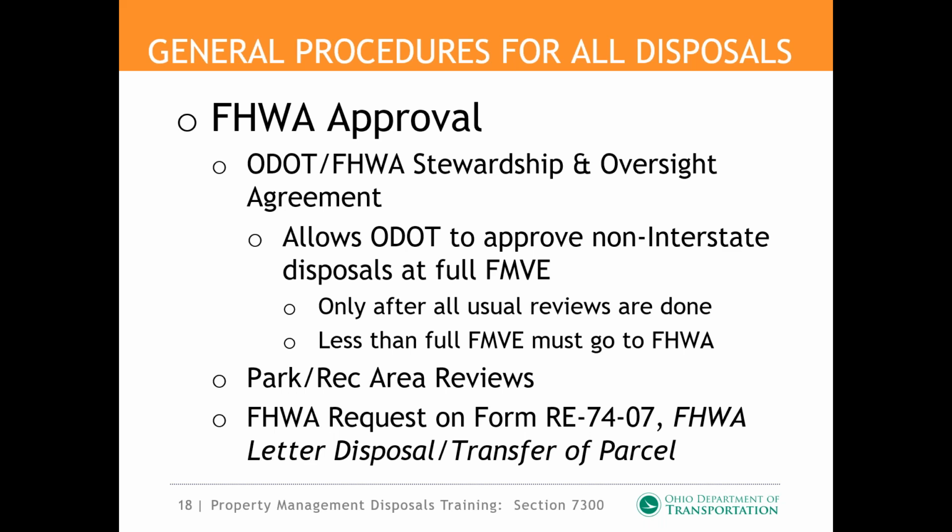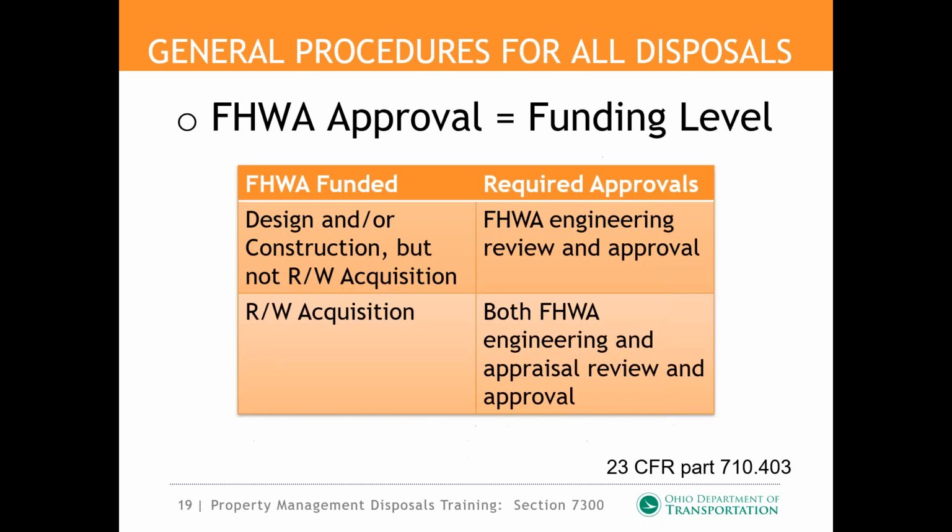All FHWA requests must be on the form 74-07, FHWA letter disposal transfer of the parcel, under the signature of the district deputy director. And this little matrix here will tell you what kind of approval.